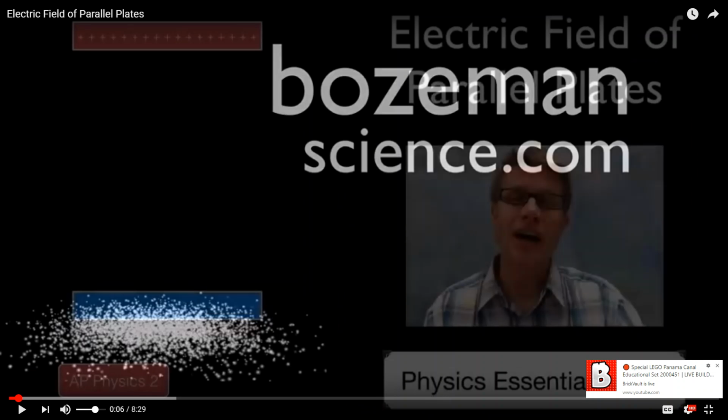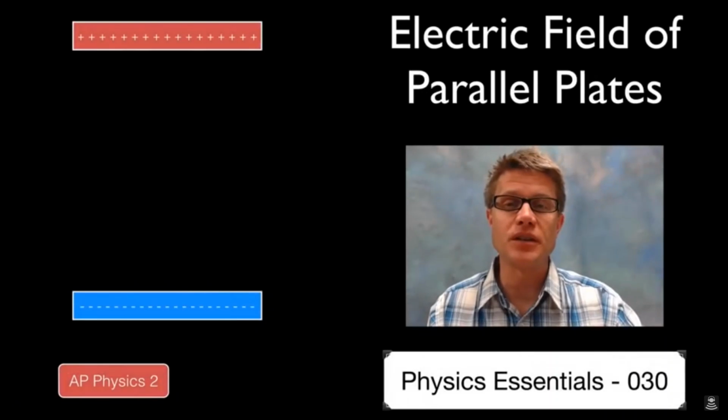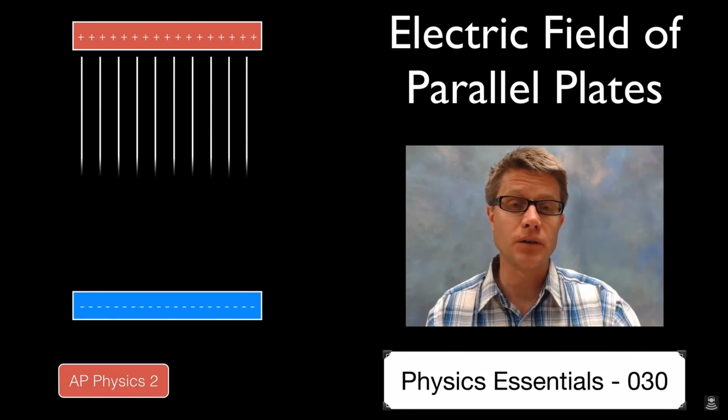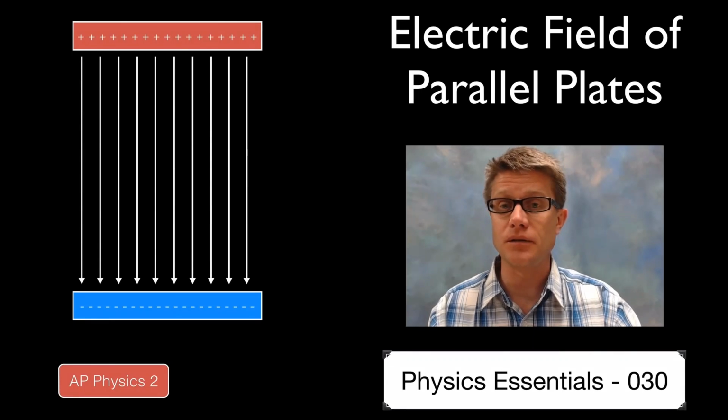Hi, it's Mr. Anderson, and this is AP Physics Essentials Video 30. It's on the electric field of parallel plates. And we've already learned so far that the electric field will look like this. It'll go from the positive to the negative, but we haven't got into the details of that. Before we get there, let me give you a quick application of this. In biology, we use gel electrophoresis.